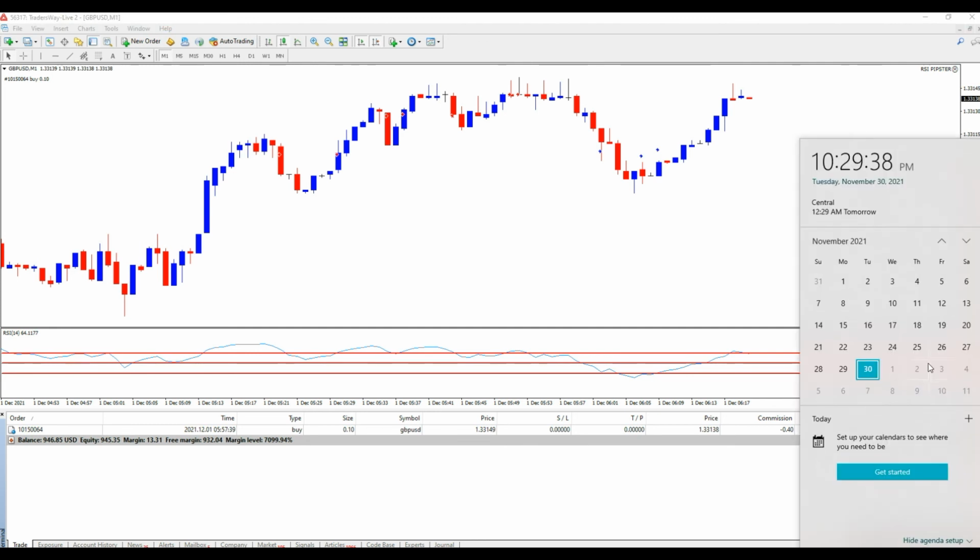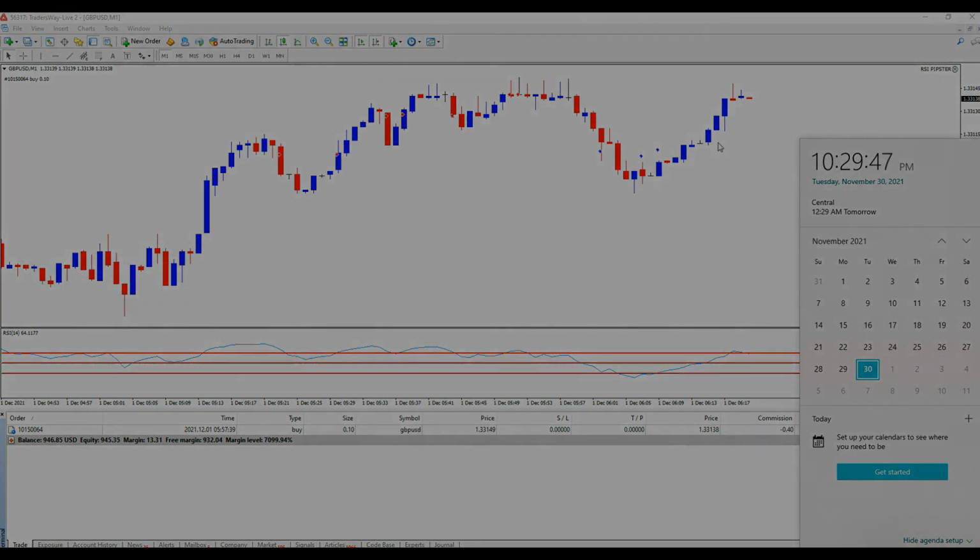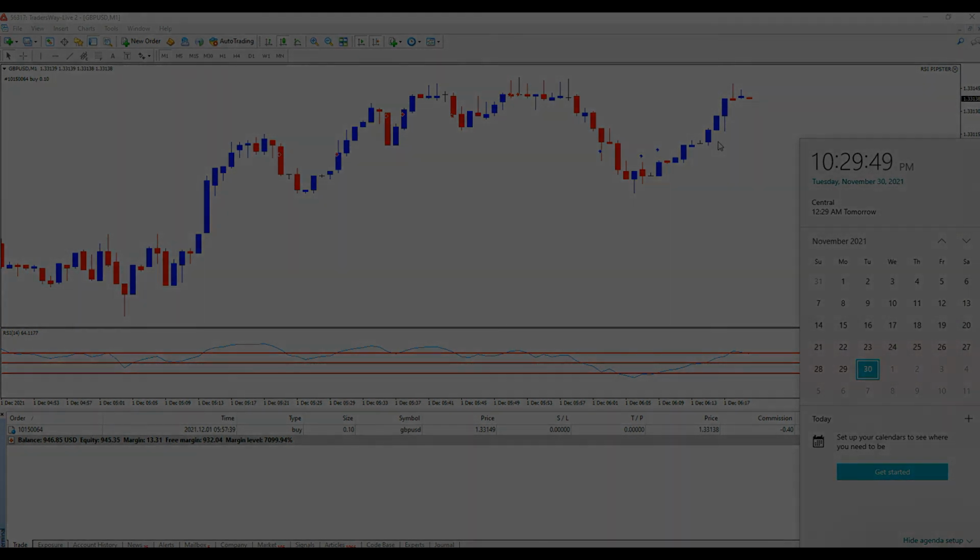The time is now 10:29 p.m. It took quite a while, even though these are 1-minute bars. It took quite a while to make this video, as you can see, from when we started the video.